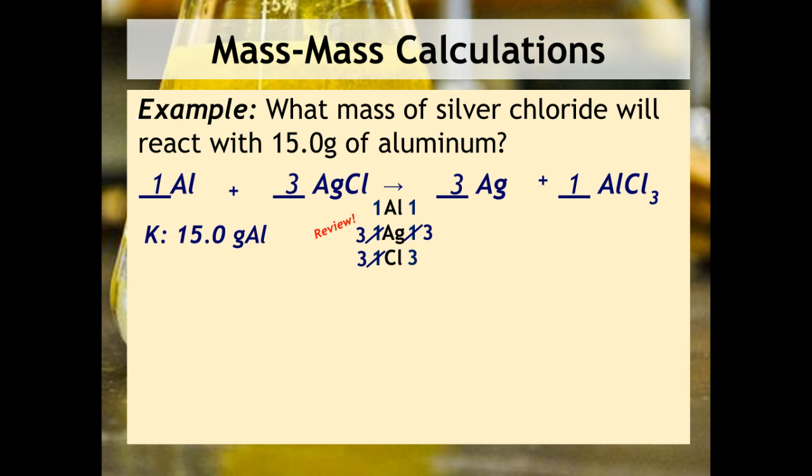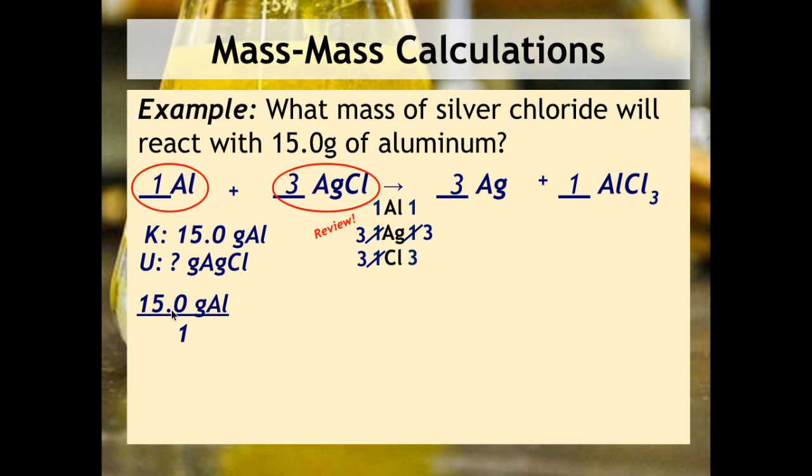Now, start with what you're given. You have 15 grams of aluminum. What am I looking for? I'm looking for the mass, which is grams, of silver chloride. So here's aluminum, and I'm looking for the mass of this guy, silver chloride. Here they are circled. I'm going to use that mole-to-mole ratio. There's 1 mole of aluminum for every 3 moles of silver chloride that reacts.